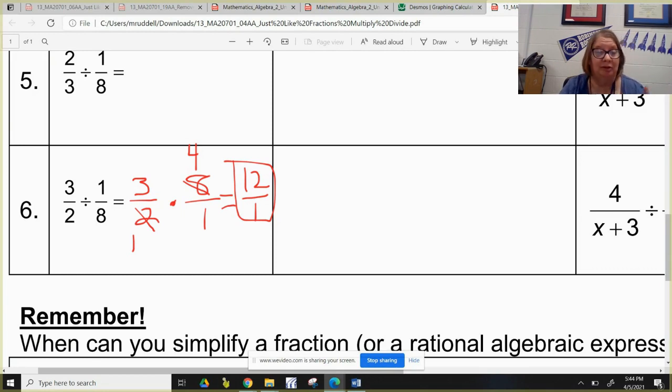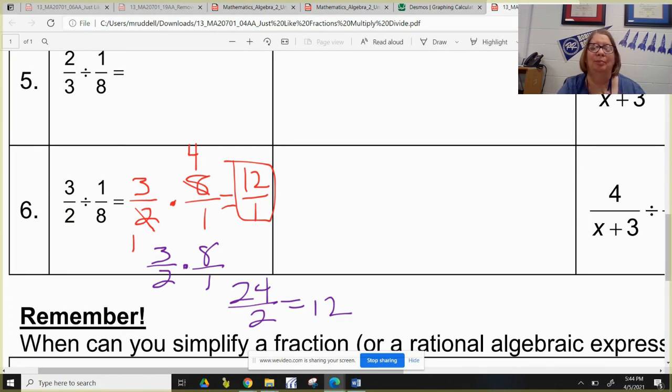Again, you still have to multiply by the reciprocal. So you're flipping the 1/8. If you multiply before you simplify, 3/2 times 8/1, 3 times 8 is 24. 24 divided by 2 is 12. Same thing. With the simple fractions, with the numbers, it really doesn't matter. You multiply first or simplify first. When you get to the rationals, it matters. Okay. So we still did multiply by the reciprocal, didn't we?